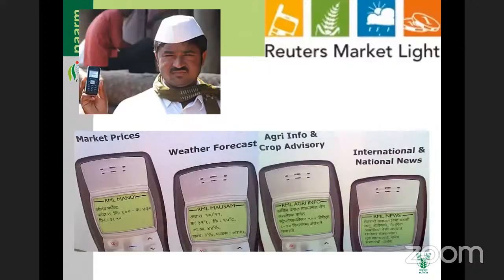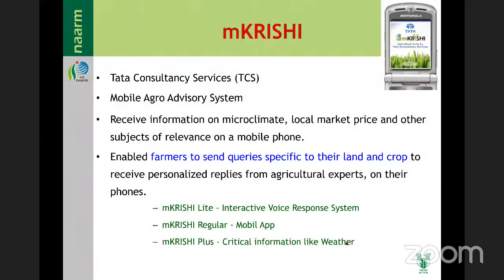So Reuters Market, they have sent SMS for that. They have to pay 450 rupees for this information. So M Krishi, you know about the M Krishi by Tata Consultancy Services (TCS). They have developed this mobile agro advisory system. It receives information on microclimate, local market price, and subject relevance on the mobile phones.